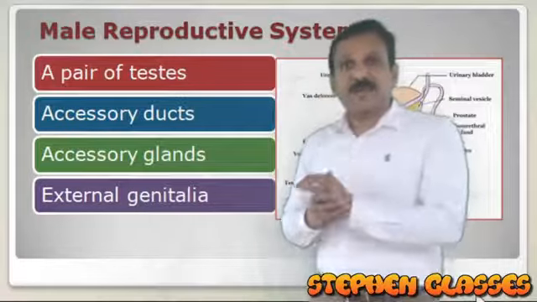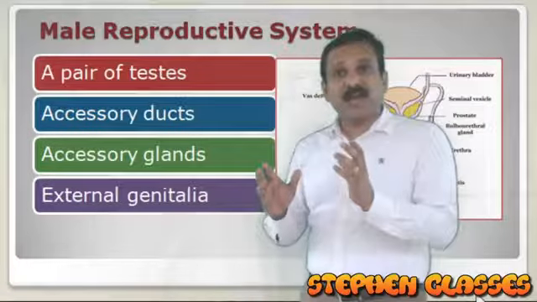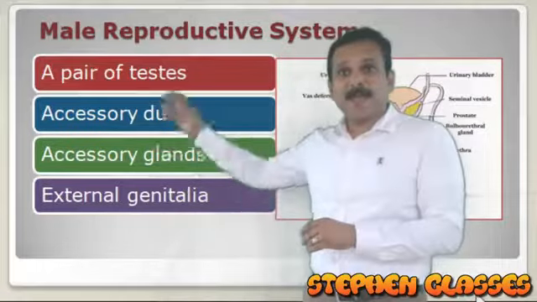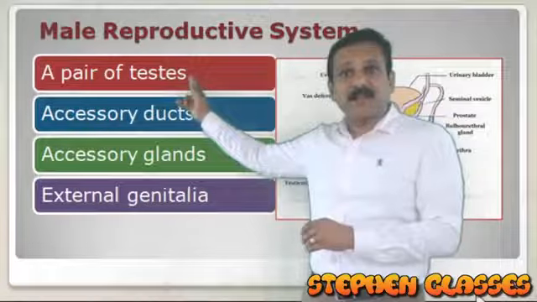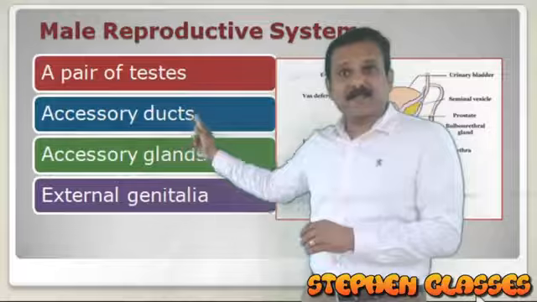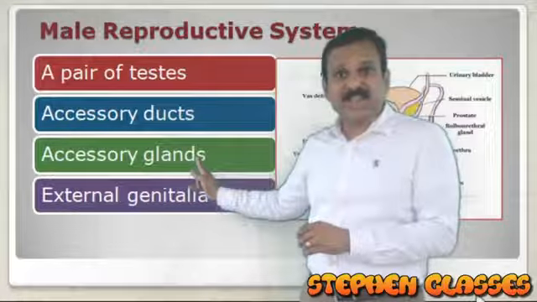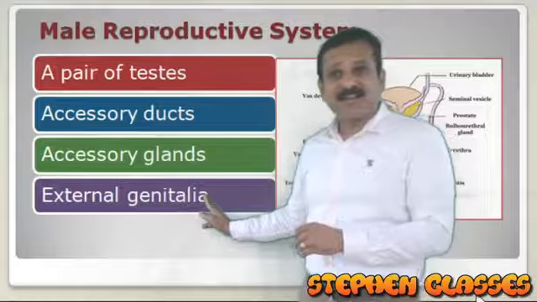What is a primary reproductive organ? A primary reproductive organ is concerned with production of gametes. So there will be a pair of testes which form the primary reproductive organ in the case of male. And also there will be male accessory ducts, male accessory sex glands, and also male external genitalia.